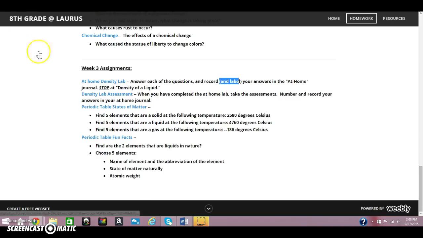Happy Sunday, 8th grade. Here's your week 3 assignments. You got some heavy lifting to do this week. We're going into density labs and the periodic table.